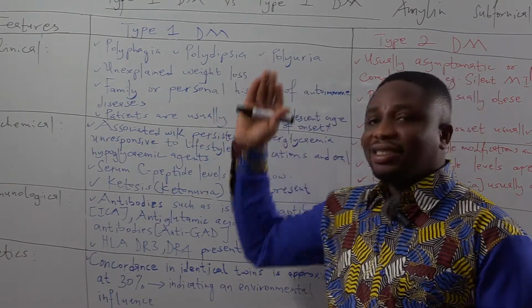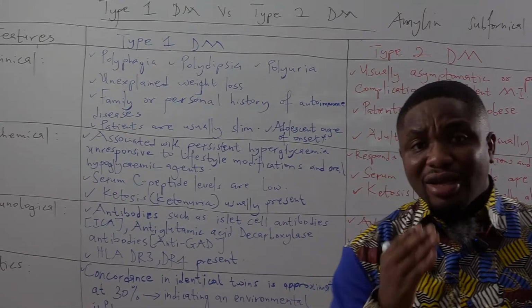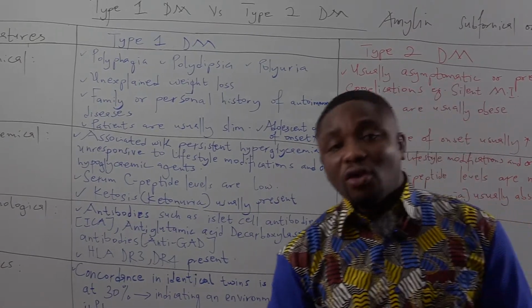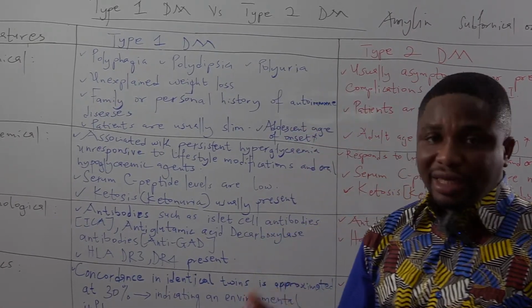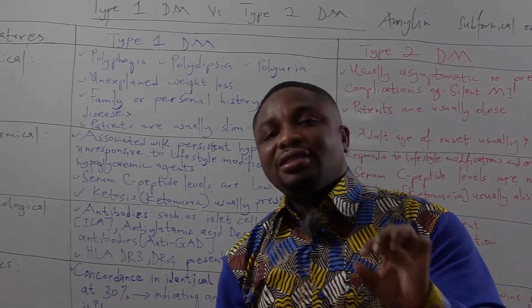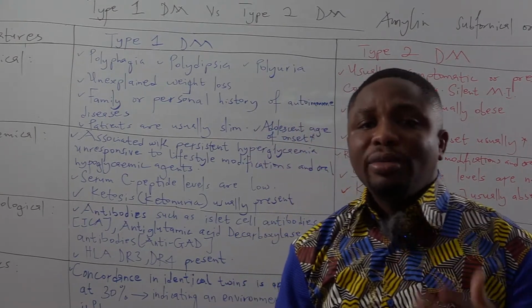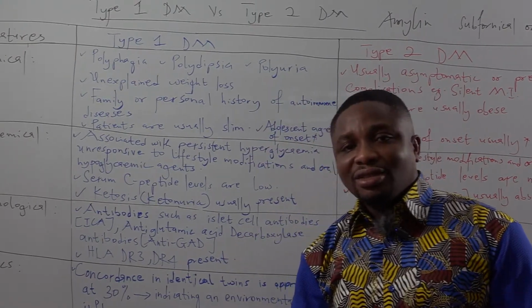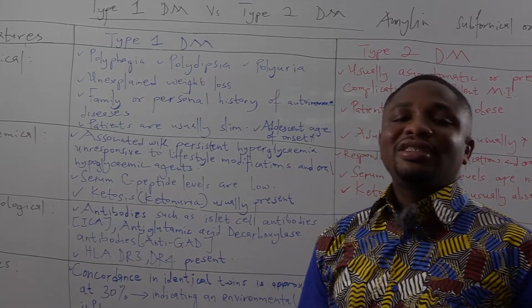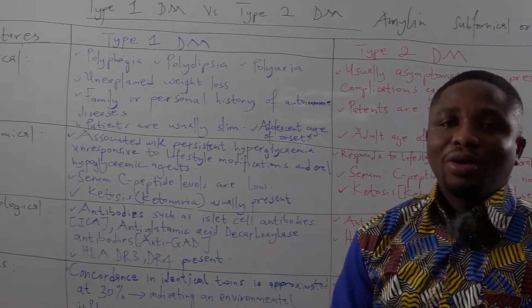Then the next thing is there will be unexplained weight loss. Then again, another thing we can think of is a family history or personal history of autoimmune diseases. Yes, because with regards to the definition, we said that diabetes mellitus type 1 has to do with an autoimmune destruction of the beta cells of the islet of Langerhans. So in that case, we should be having an autoimmune disease as an underlying cause.